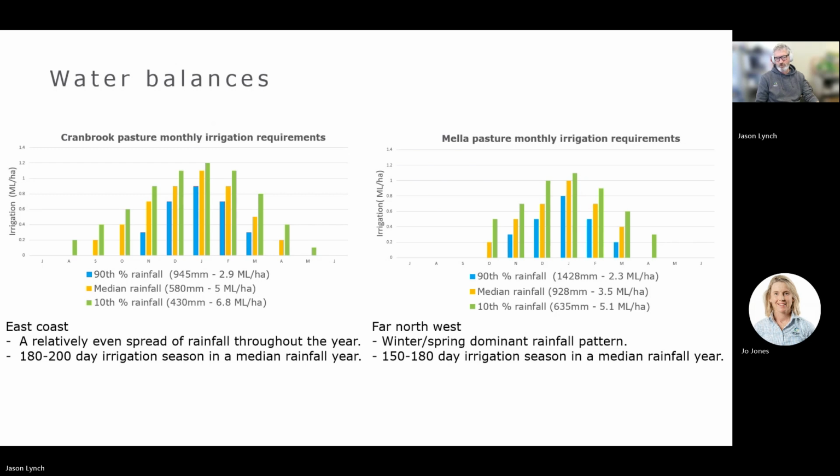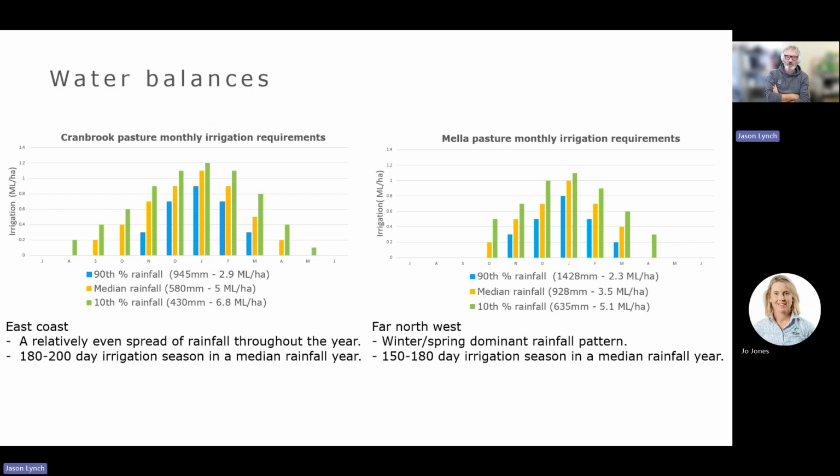So if we look at it on the East Coast, picking on Cranbrook as the example, rainfall is spread throughout the year. Except for those wet years when it does fall significantly during the summer months, it would require a 180 to 280 day irrigation season in a median rainfall year of about 580 mils. For Mella, it's mostly a winter dominant rainfall pattern, and it would require about a 150 to 180 day irrigation season in a median rainfall year.